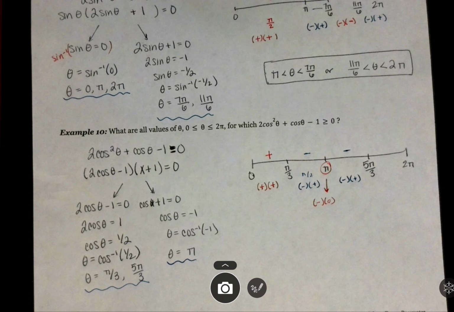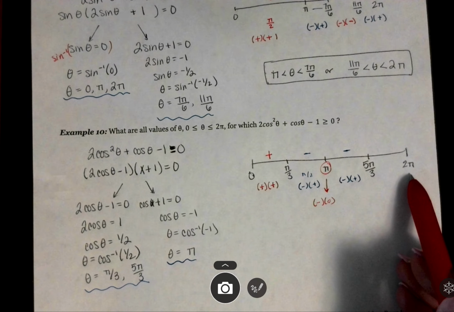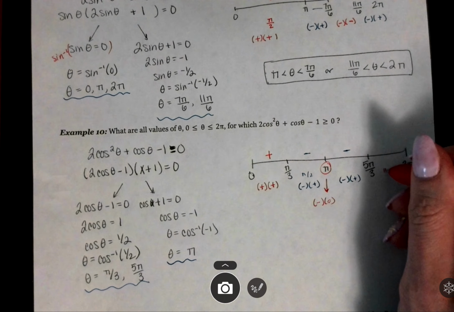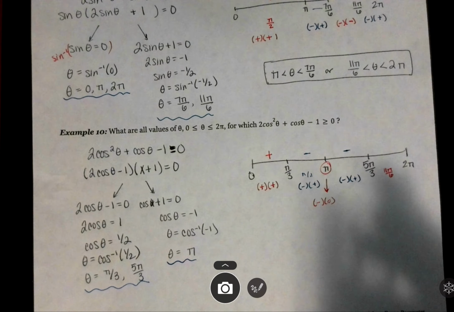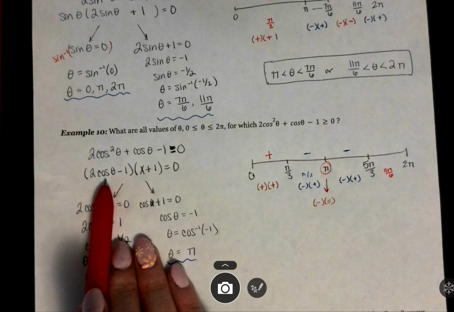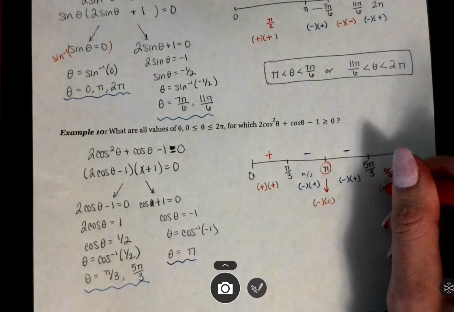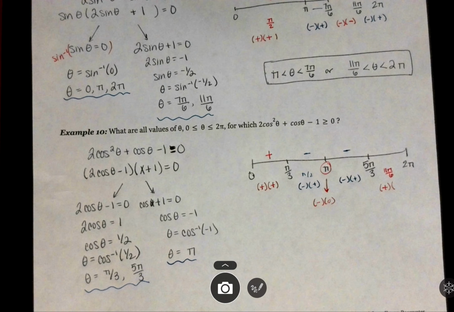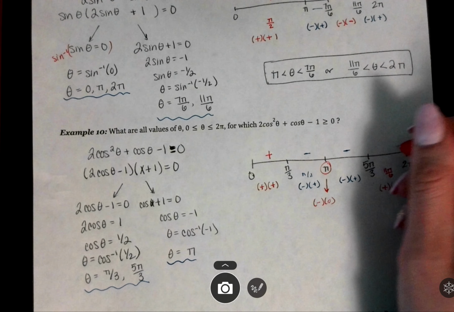And then for my last interval, 5 pi over 3 to 2 pi, let's do 11 pi over 6. You could also do 7 pi over 4. Cosine of 11 pi over 6 is square root of 3 over 2, which we actually did in a previous interval, but square root of 3 is slightly bigger than 1, so when I subtract 1, my first parenthesis will still be positive. And then my second parenthesis, cosine of 11 pi over 6 is positive, plus 1 is still positive. So that is positive.